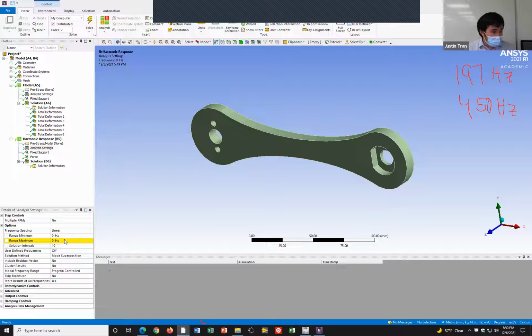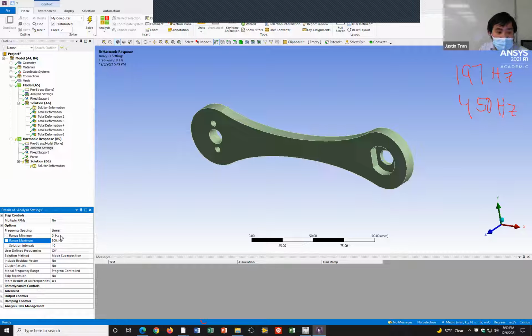Okay. All right, so the first thing we have to do, and the one that's highlighted in yellow here, is what's called the range maximum. Okay, and you can see from the entry here that it's expecting something in hertz. Right, and so for this analysis, I'm going to specify a maximum frequency of 500 hertz. Okay. And so what we're saying with this is that Ansys is basically going to check the vibration response of this force for all frequencies in between 0 and 500. Okay. And so that's why this analysis is called harmonic system response, because we're checking all harmonics for all frequencies up to a certain maximum.